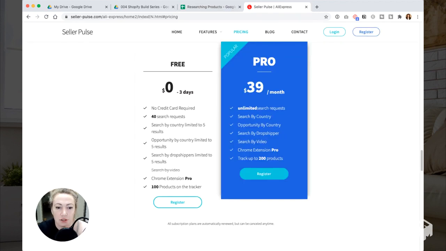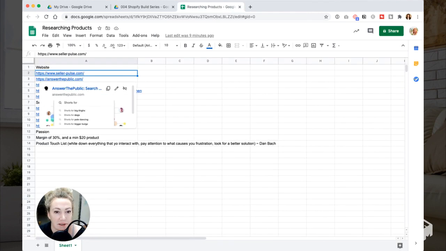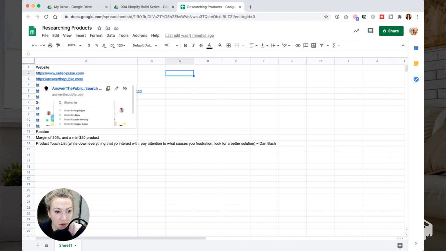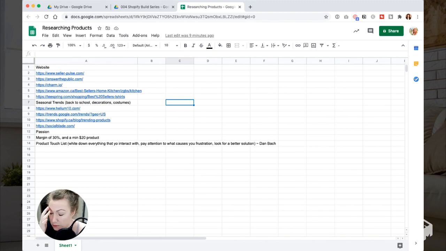With Seller Pulse, you can search through different drop shippers that are available through AliExpress. And if I clicked on the Amazon one, it would show me the same thing. You can search by country. Seller Pulse gives you specific product information. Some of these are going to hit different avenues. Seller Pulse gives you specific product information of sales on the two platforms of AliExpress and Amazon.